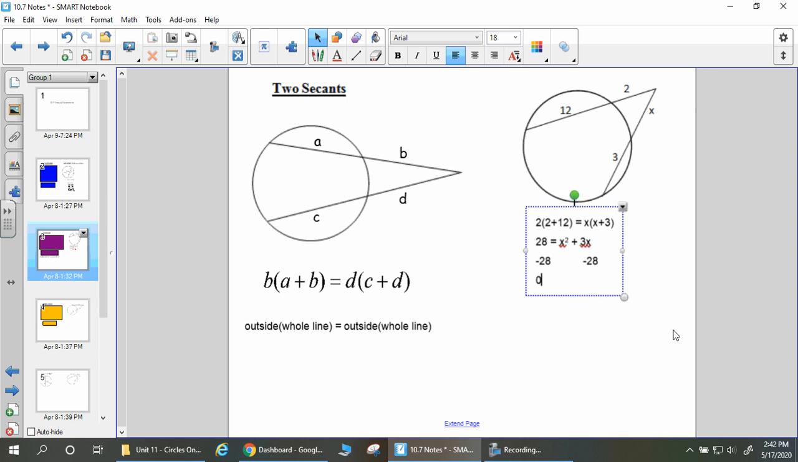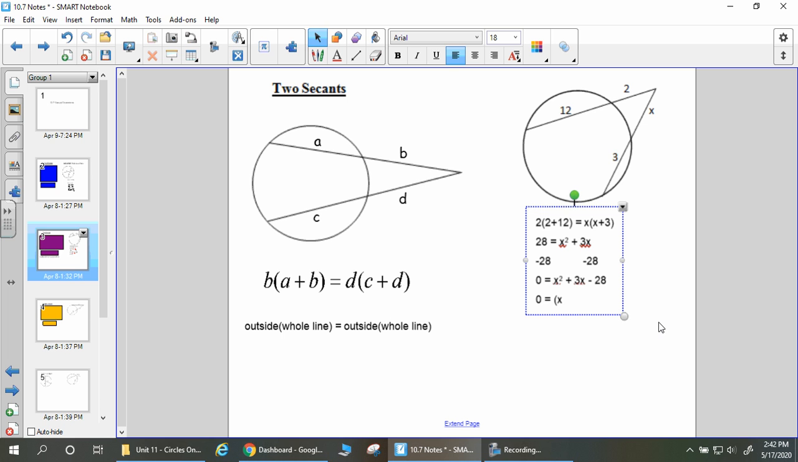If I subtract 28, there's my 0. I've got my x squared plus 3x minus 28. And so that's what we need to factor. And so remember, when we're looking at factoring, you're looking to find the two numbers that multiply to negative 28, add to positive 3. So if I'm doing this, I'm going to get the value 7 and 4.